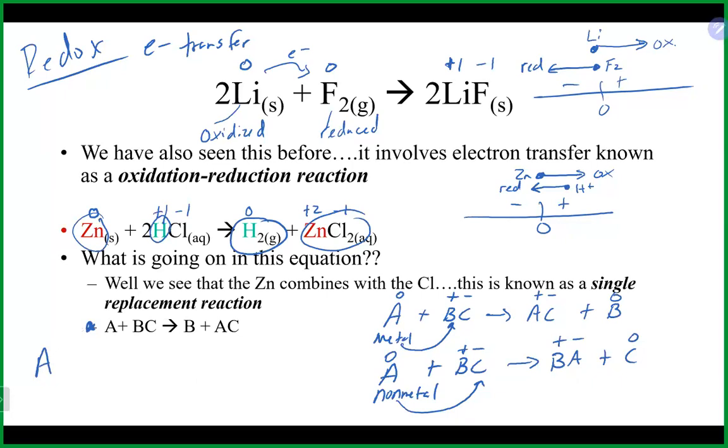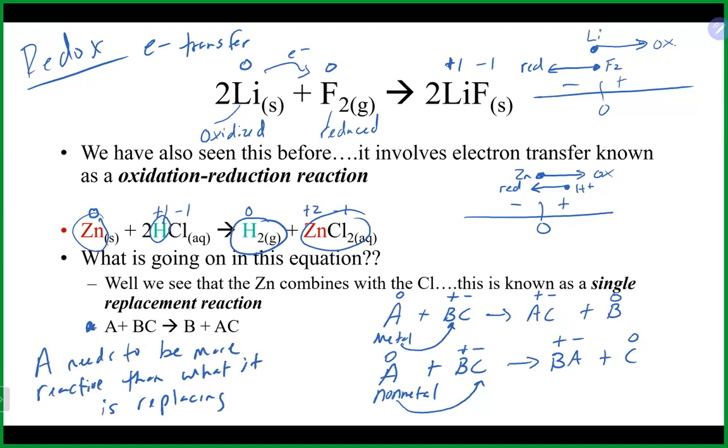It actually needs to be more reactive than what it's replacing. So A needs to be more reactive than what it is replacing. And if it is not more reactive, then the reaction would not take place.